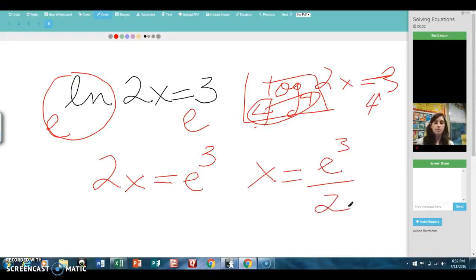So again, I'm going to my calculator. Here it is. And I'm putting in e to the third power divided by 2. And I got approximately 10.04. Okay, I hope that helps.